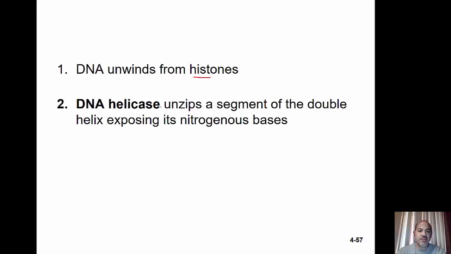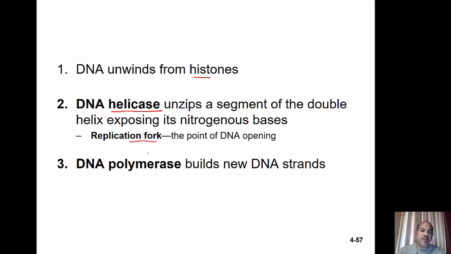Then we're going to unzip it with the help of helicase, which is an enzyme that will split apart the two strands. The point where the DNA is open is going to be called a replication fork, and DNA polymerase will build the new DNA strands. So DNA is a big polymer, so that's where it gets the name polymerase.